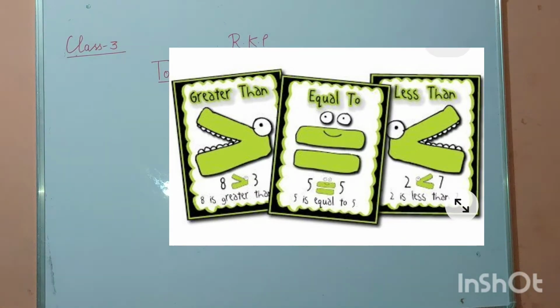Now students, watch this pic. In this pic you have three signs to show. One is greater than, one is less than, and one is equal to. These three signs are used for comparing the numbers.